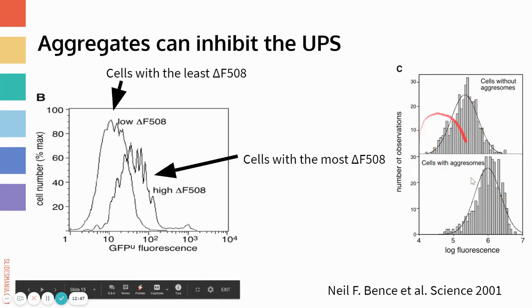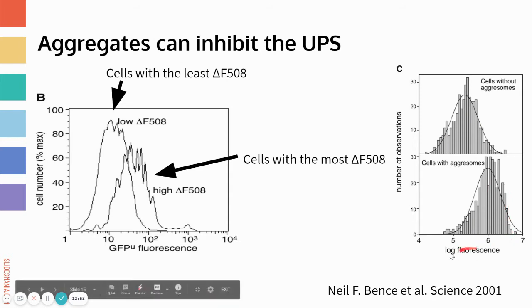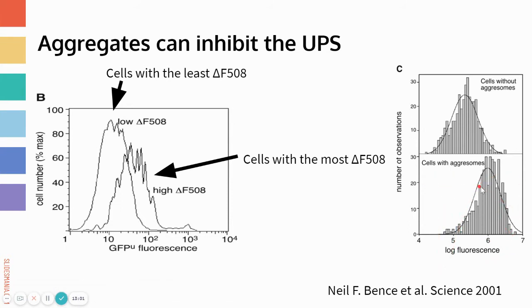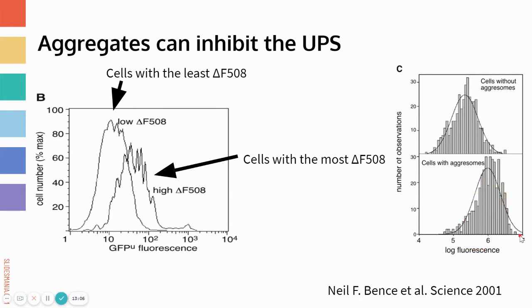And then the same thing over here, cells without aggregates compared to cells with aggregates. And we're comparing them on the x-axis, we have log fluorescence. So again, you can see higher fluorescence in the cells with aggregates. And this higher fluorescence means that the cell is not degrading GFP, even though it should, because the GFP has that degron attached.